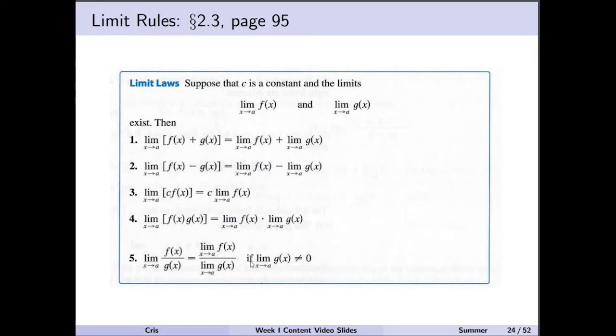Notice this if after the quotient rule for limits. This limit on the bottom has to be non-zero, and you need to check that when you apply rule 5 to the limit of a quotient. Let's see some limits that we're going to need to know in this class.